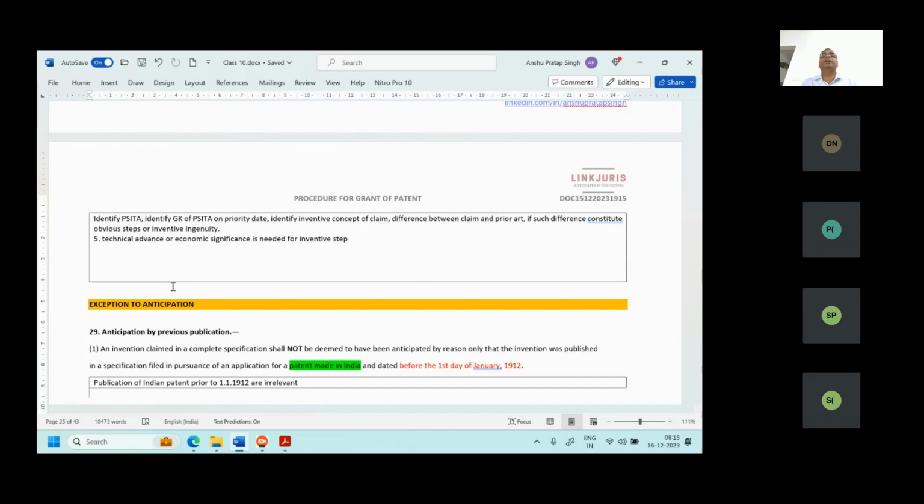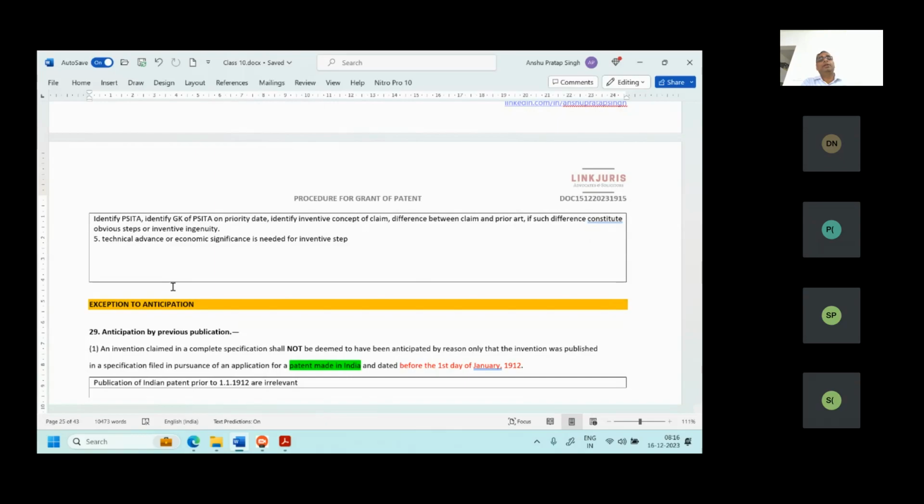So first we have to decide in which field, who can be a PSITA, a person skilled in the art. Then I identify what the standard is, which is common knowledge, an average knowledge that a person with an average demeanor working in that field should know. That is the general or average standard of the PSITA on the priority date. On the priority date, he will know this anyway.